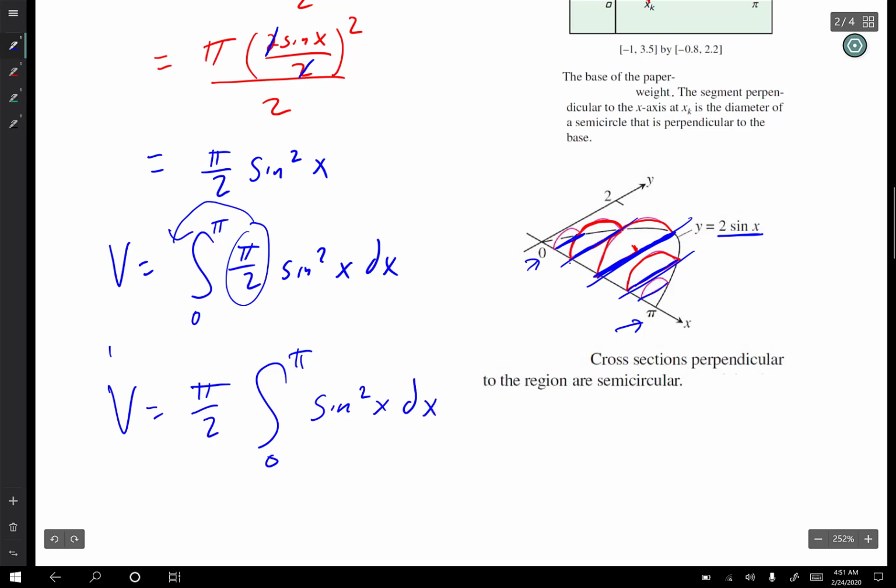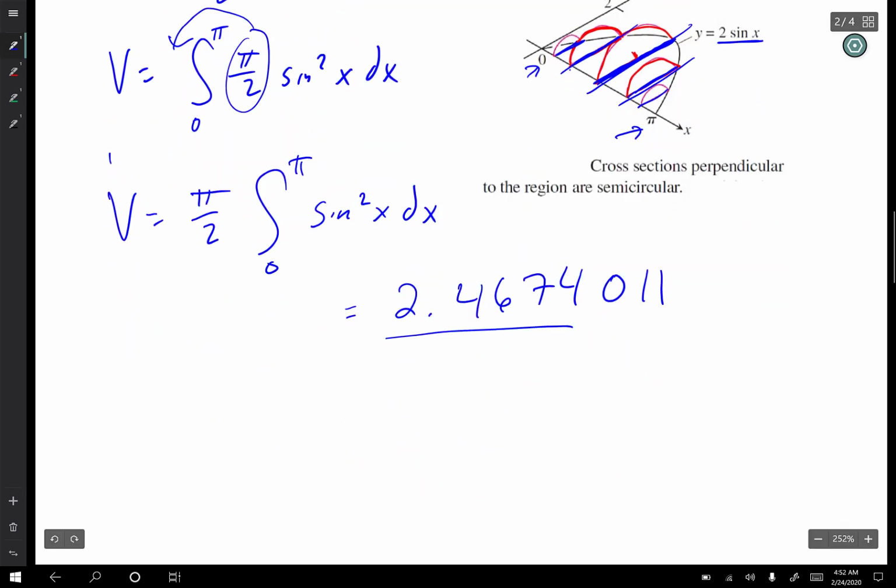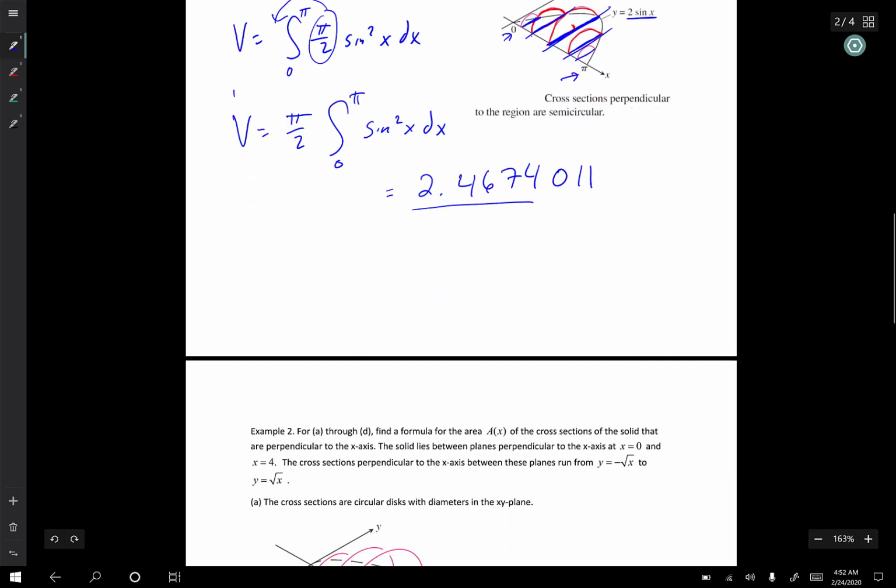I'm going to type that into the calculator that I have with me. Pi over 2 times the integral from 0 to pi of sine squared, open parenthesis, sine x, close parenthesis, squared, dx. And I got 2.4674011, which I believe was the exact volume that we had when we had WinPlot open. And that's it, guys. I hope that made sense.